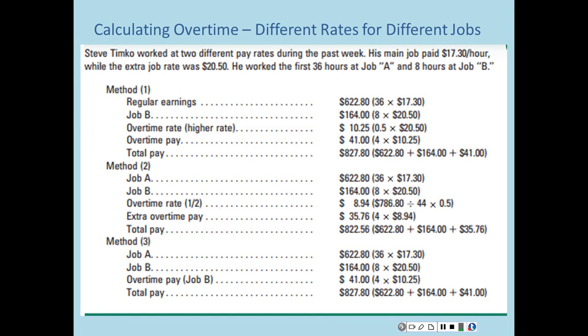This is a logical alternative, and we're simply going to use here an overtime premium based on the job you were working on when you worked your overtime, and in this example that happened to be job B. So we wind up with the very same answer, $827.80, as we did with method 1, simply because our overtime premium is based on that job B rate, which is the higher rate.